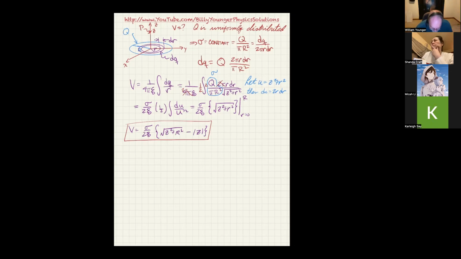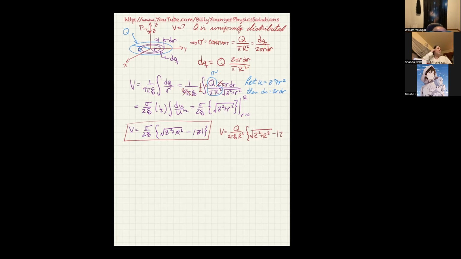Okay, you can go ahead and put back in the Q and all that good stuff if you want. And if you did do that, it would be V is equal to Q over 2 pi epsilon naught times R squared times the square root of z squared plus R squared minus the absolute value of z.